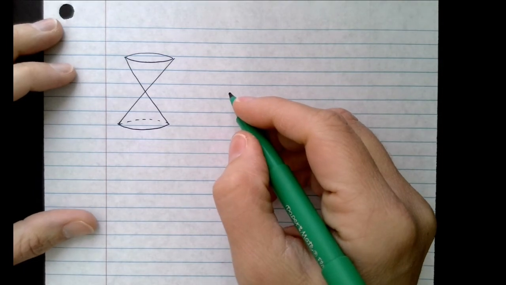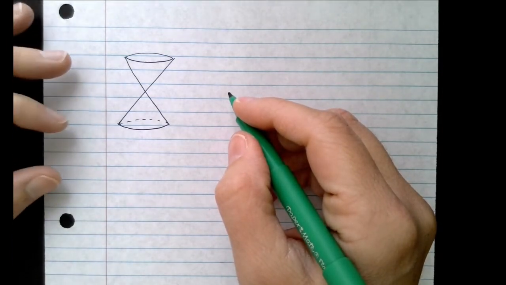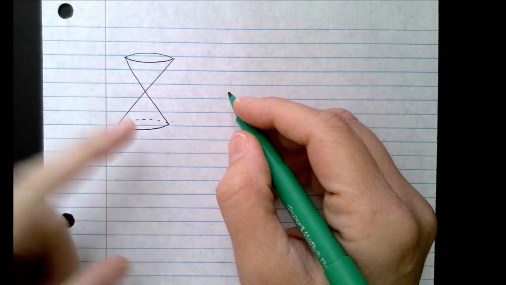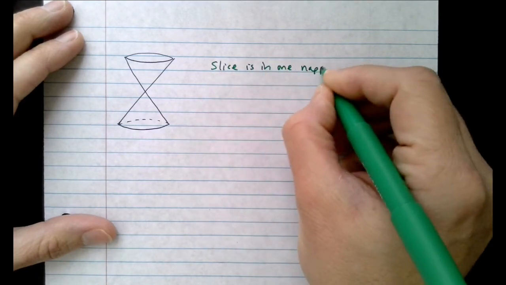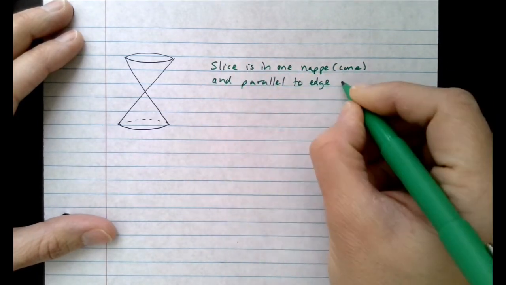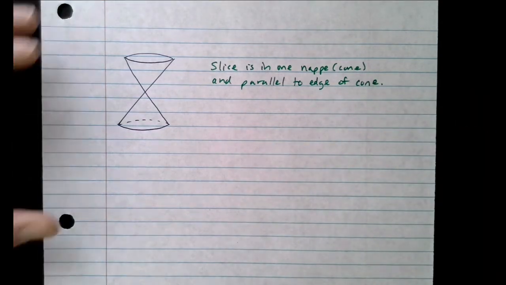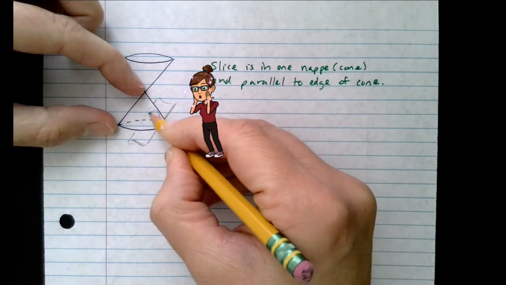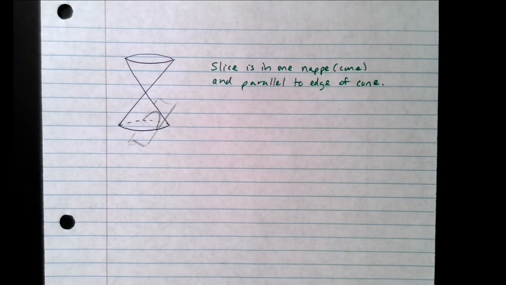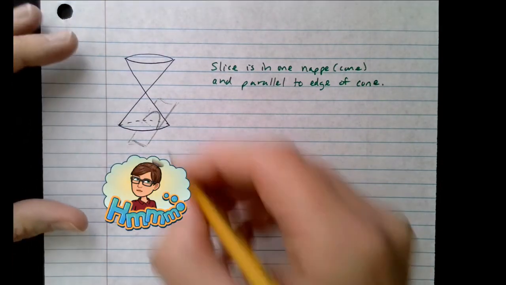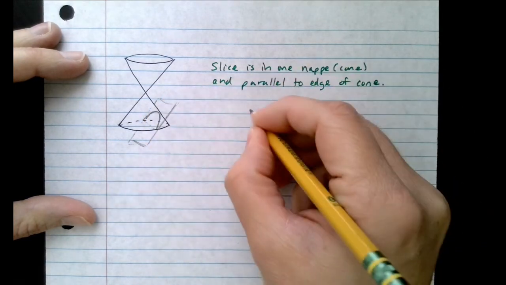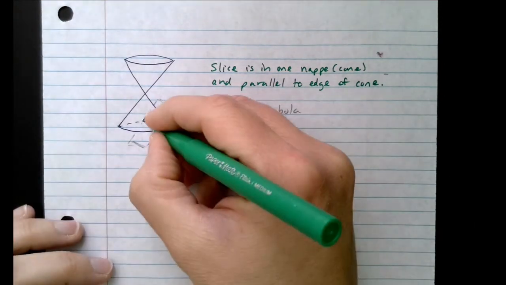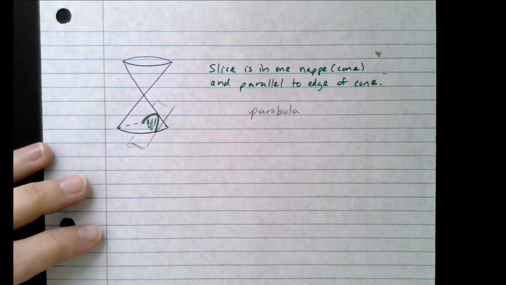Here's our third one. This time the slice, again, is only going to be in one nap, so one cone, but it's going to be parallel to the edge of the cone. So the curve that's created here is a parabola. So we have a parabola there, something again we are very familiar with.